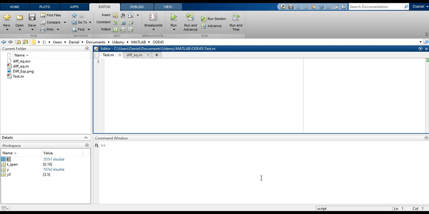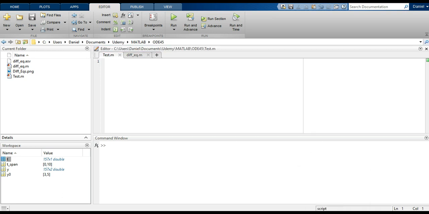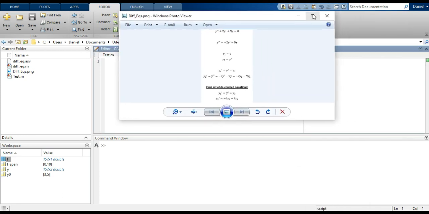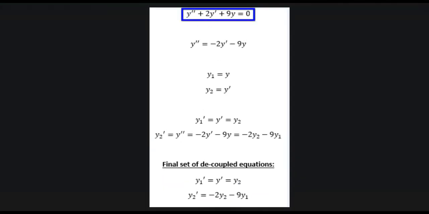Before we start, let's go ahead and show the differential equation problem we're going to be solving. So here it is. We have y double prime plus 2y prime plus 9y equals 0. This could be solved easily analytically, but we're going to see how MATLAB can help us solve it. Now, ODE45 only solves systems of first order differential equations. So in order to plug it into the ODE solver, we're going to have to decouple this second order differential equation into two first order differential equations.